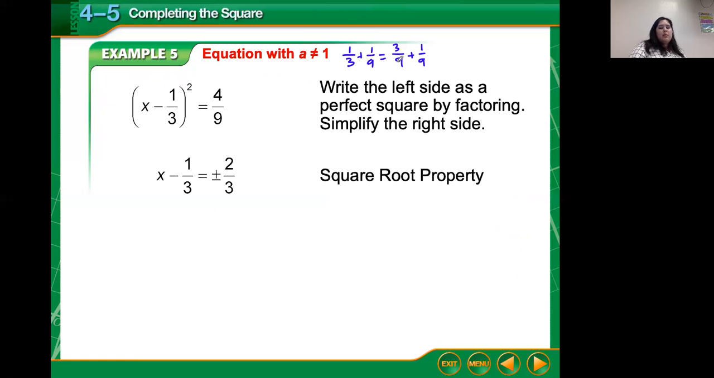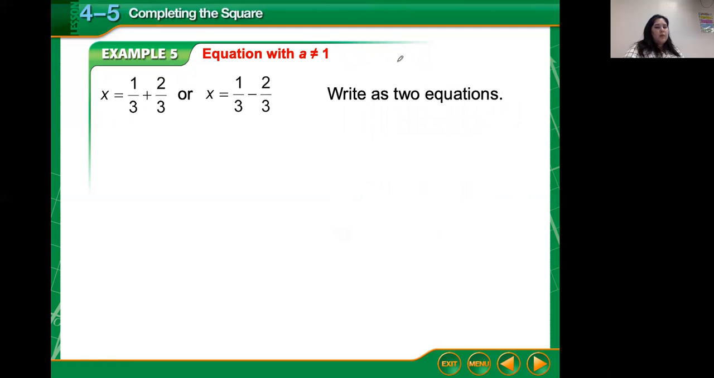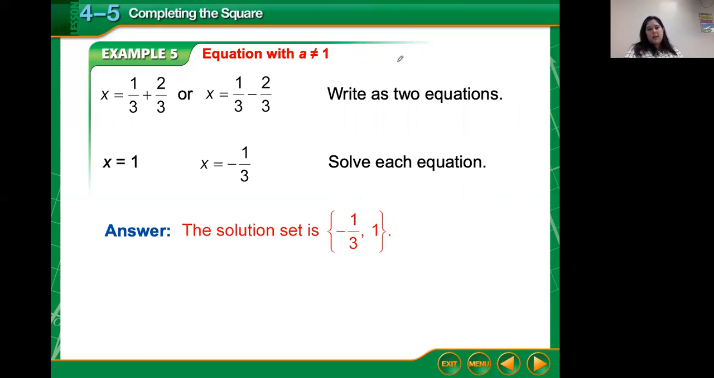So then we're going to square root both sides. So we get x minus 1/3 equals plus or minus 2/3. We're going to add 1/3 to both sides. So now we have our two equations of 1/3 plus 2/3 and 1/3 minus 2/3. And when we simplify, we get 1 and negative 1/3 for our solution set.